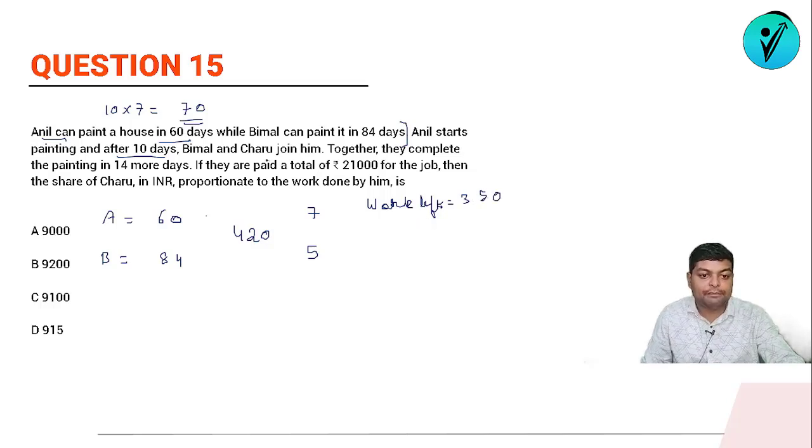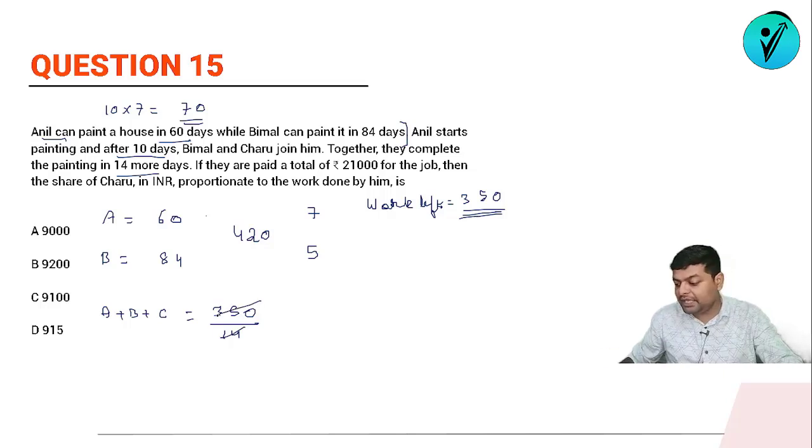Next, Bimal and Charu joins him. Now Anil is being joined by Bimal and Charu. Together they complete the painting in 14 more days. Means this much unit of work, 350 units of work, A, B and C working together can complete 350 units of work in a span of 14 days itself. So what will be the combined efficiency of A plus B plus C? Simply divide 350 by 14. It's 25.